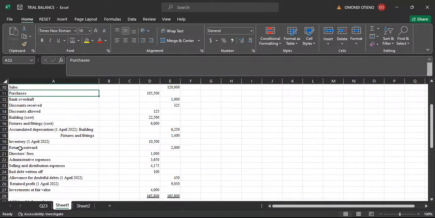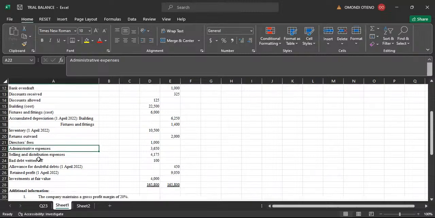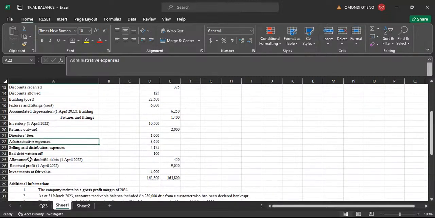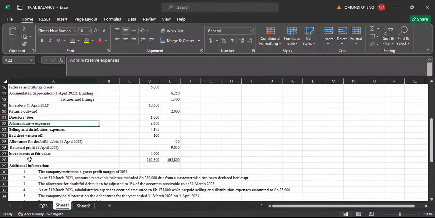Then we have return outward. We purchased goods and returned them, so it's going to reduce the value of purchases. Director's fee, those are now expenses. Administrative expenses, selling and distribution. Bad debts written off, those are expenses. Allowance for doubtful debts at the beginning of the period. That is provision for doubtful debts.